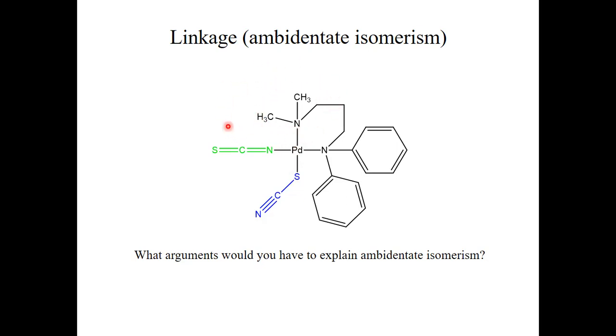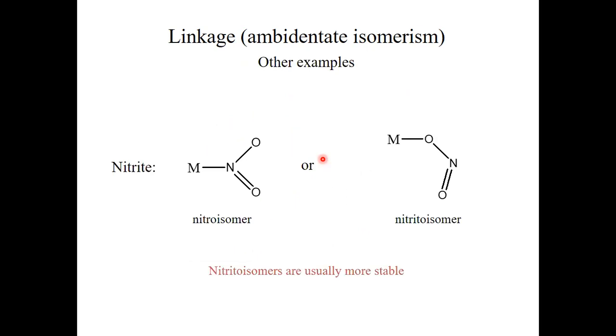When there are no bulky substituents here at this nitrogen. But over there, it's just no longer possible. So it has to use the sulfur in order to be able to bend away from the bulky chemicals. All right, so thiocyanate is not the only ligand which shows this ambidentate isomerism.